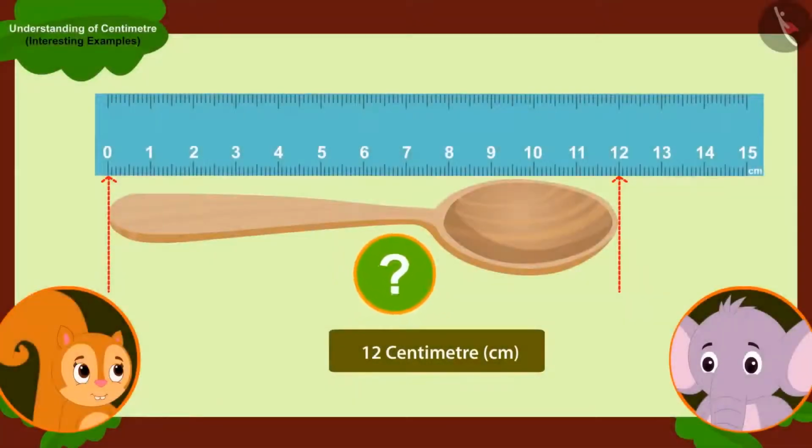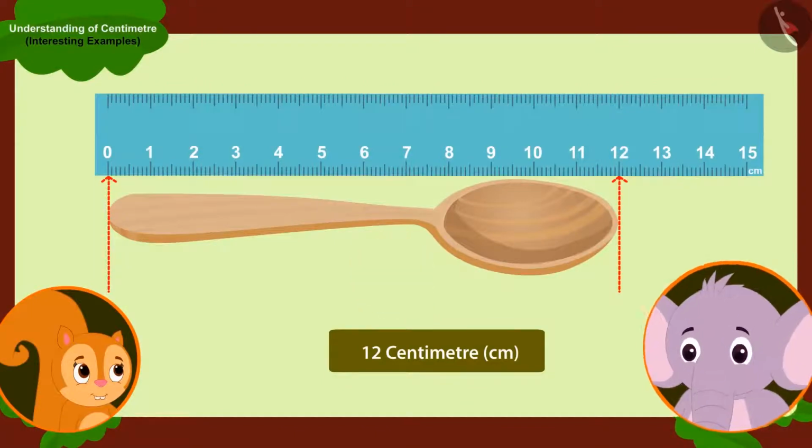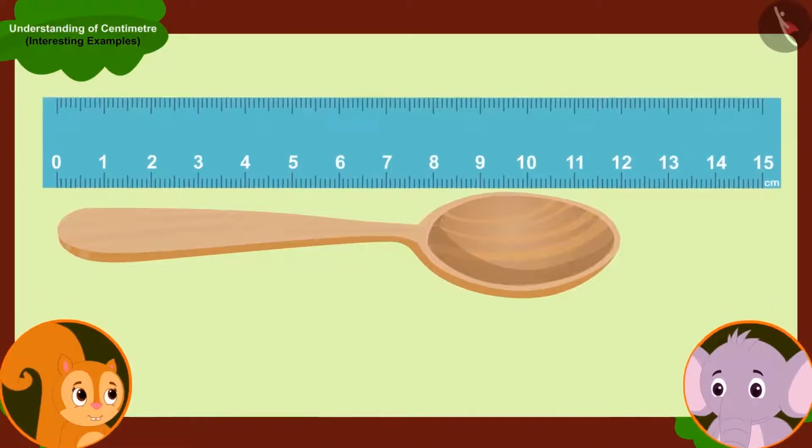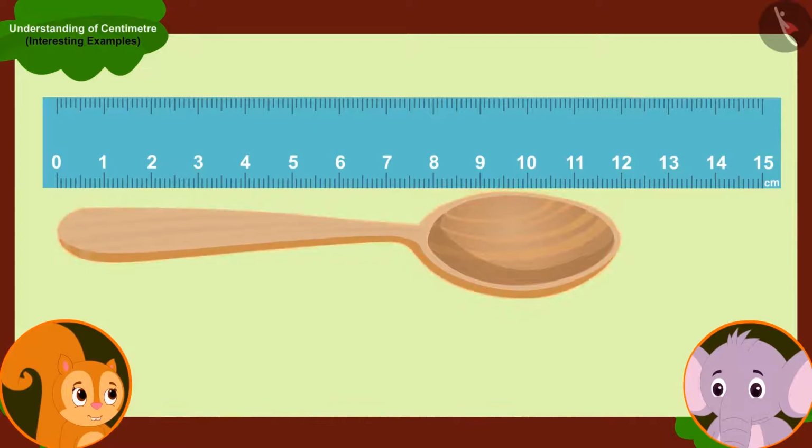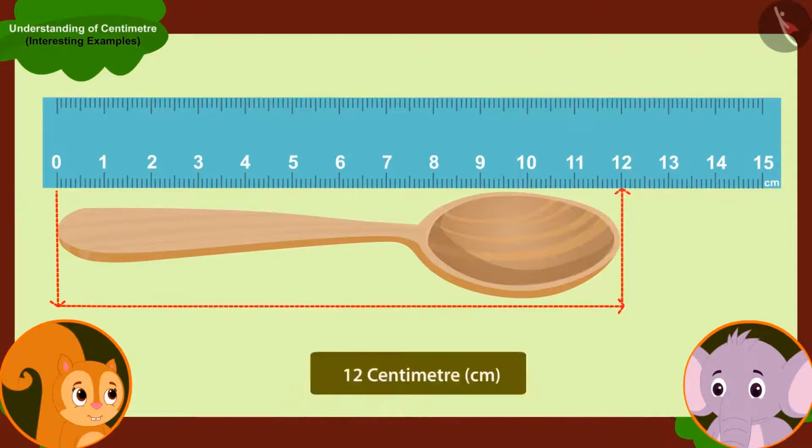Chanda could not understand how Appu found this out. Appu said to her, Whenever you have to measure the length of any object, you place it next to the ruler in this way and start measuring from 0. The number which is reaching the other end of your object, the length of your object will be that centimeter.